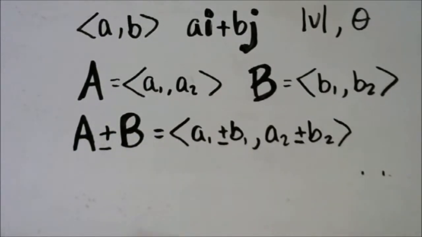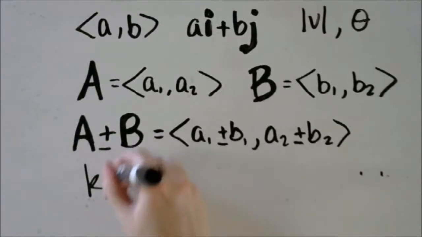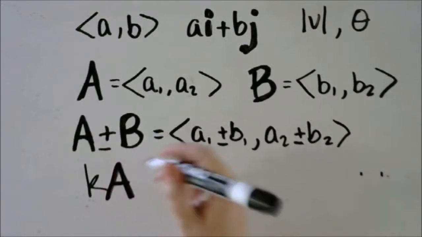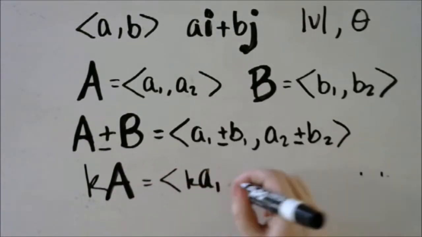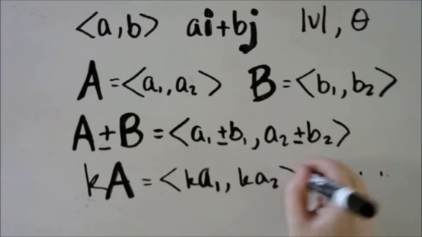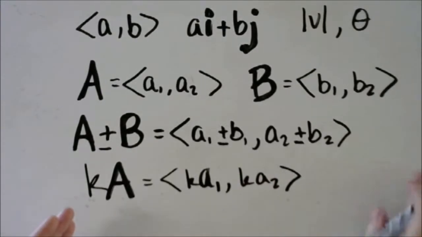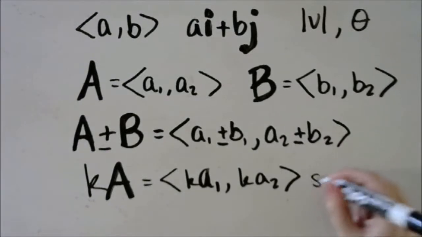So in this example, we'll let k represent our scalar. k is not bold. And to multiply a scalar to a vector, you just need to distribute it to both of the components. So ka1 and ka2. So think of scalar multiplication like the distributive property.